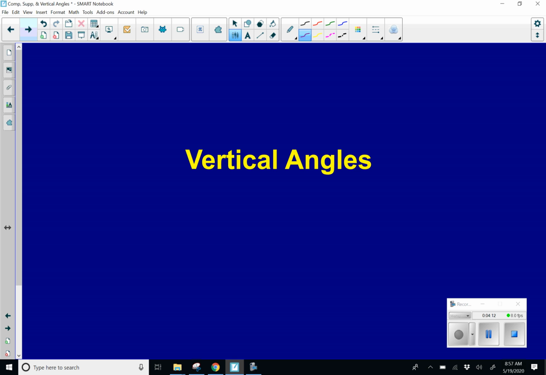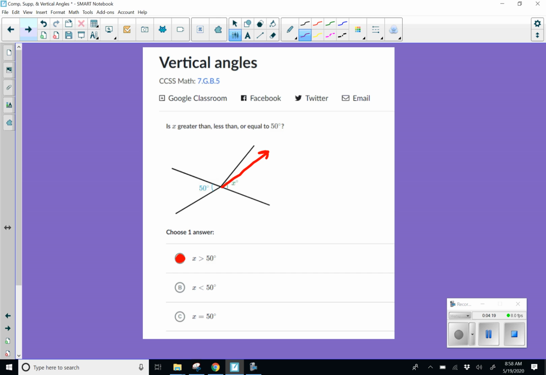So they will not be next to each other. They're across from each other, and they are congruent or equal to each other. So these problems are interesting. It says, is x greater than, less than, or equal to 50 degrees?